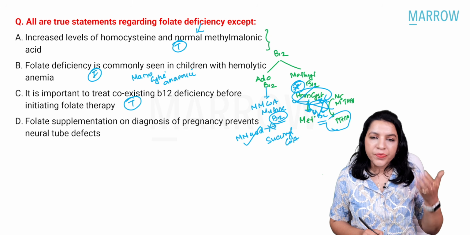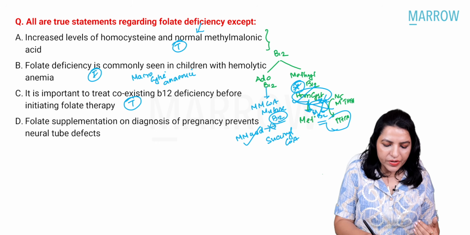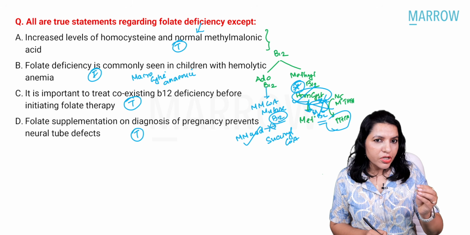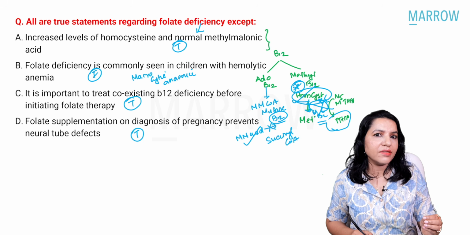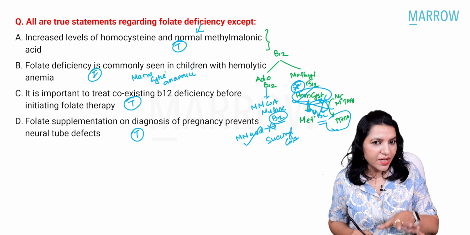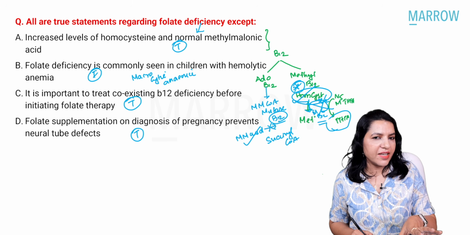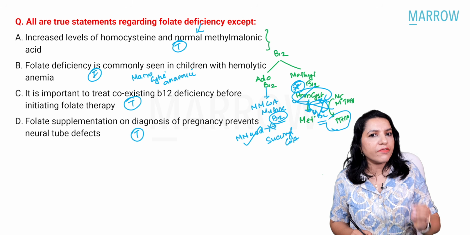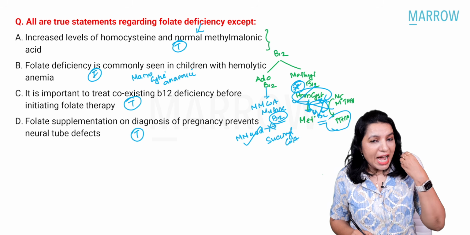That's a true statement. Folate supplementation on diagnosis of pregnancy prevents neural tube defects. It is again a true statement. The better version of the sentence is, the ideal thing is that we should start the folic acid supplementation before conception itself, because that is the best time to start folic acid treatment. So, if you are planning for a pregnancy, we have to take folic acid supplementation. That is the ideal thing.